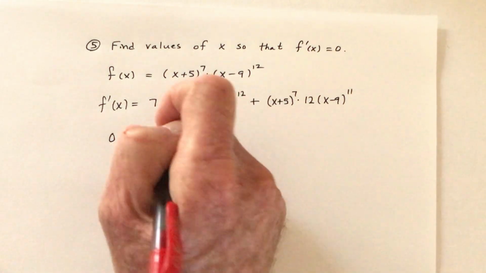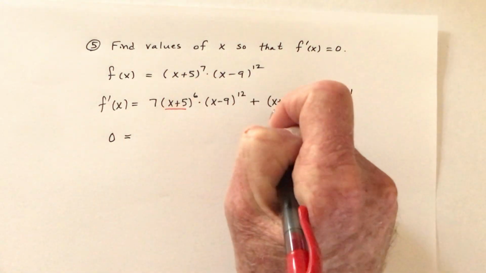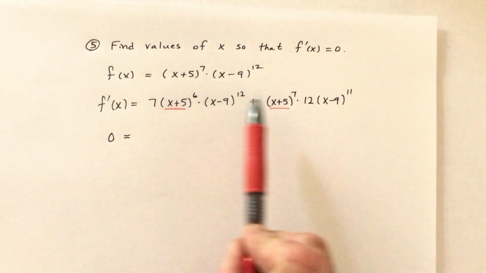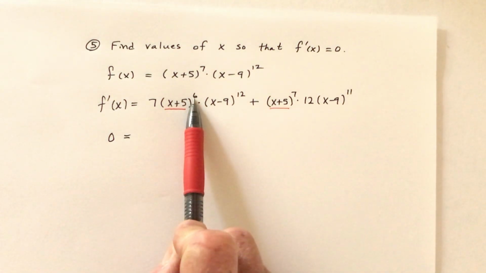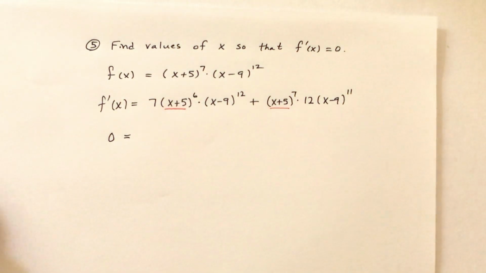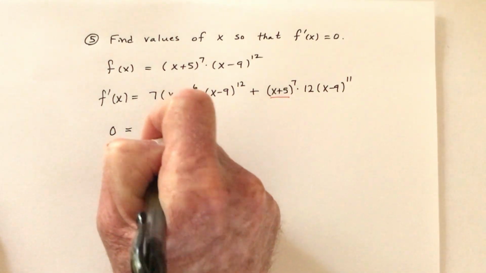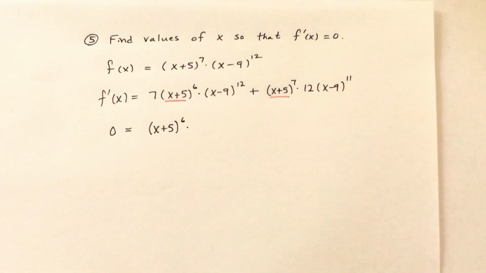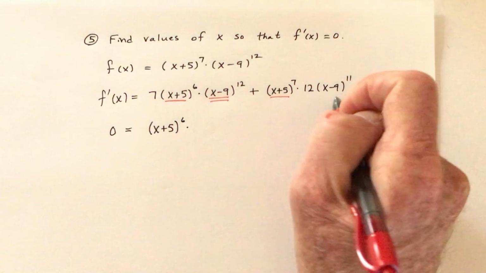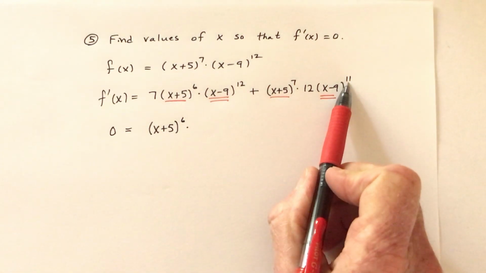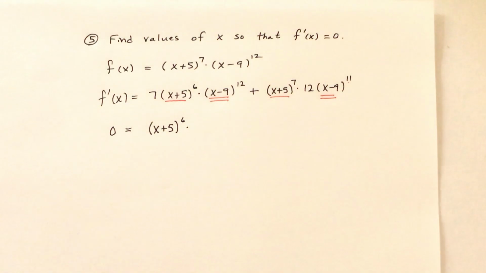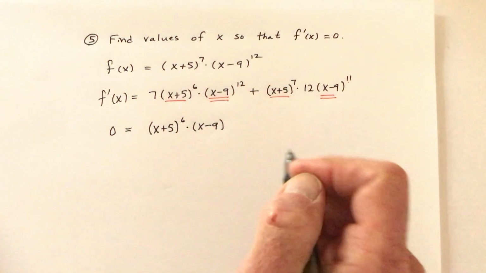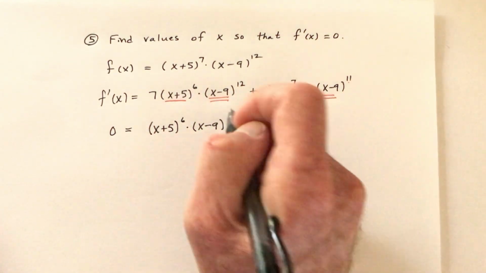Yes, and it's called factoring. So this has x plus 5, and this has x plus 5. That means you could factor out x plus 5. When this has 6 of them and this has 7 of them, you can factor out the smaller number. So I can actually factor out x plus 5 to the 6th. Now this has x minus 9, and this has x minus 9. And 11 is smaller, so I could factor out 11 of them. And this algebra would save me about a week's worth of multiplying out 500,000 terms.